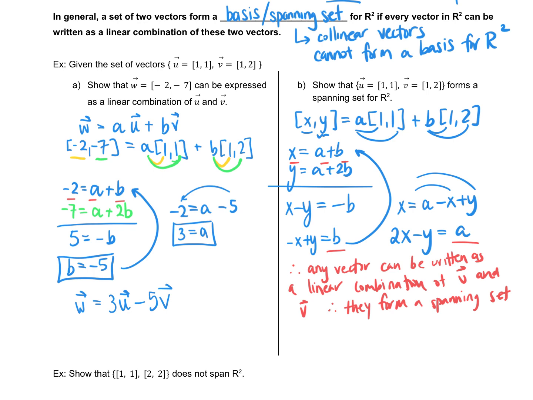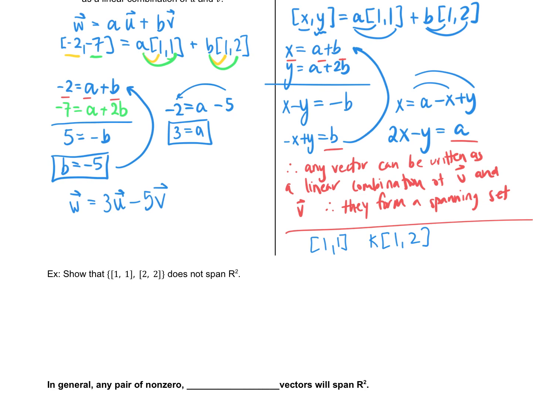Now, that is the longer way to prove this. Another way is to prove that these vectors are not collinear. So I have to show that (1, 1) cannot be written as k times (1, 2). So let's see. Can I show this? If I look at the x components, 1 equals 1k, so k equals 1. But if I look at the y components, I get 1 equals 2k, so k equals a half.